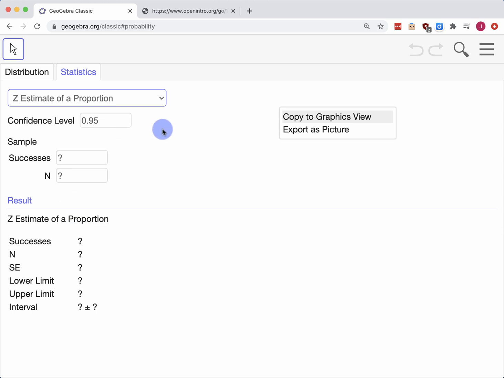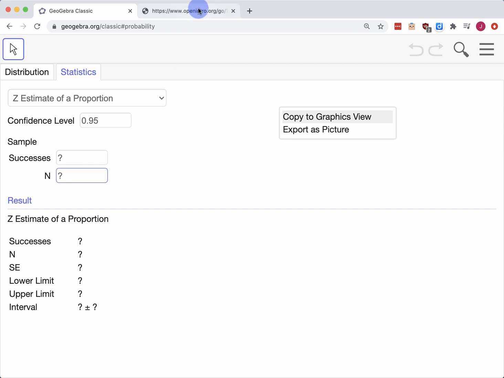There's only a few things that you need to be able to do a confidence interval on GeoGebra. You need to know the confidence level, you need to know the number of successes, and the sample size. So with just those three facts, you'll be able to get your confidence interval and summary statistics, which is going to show up on the bottom half of the graph.